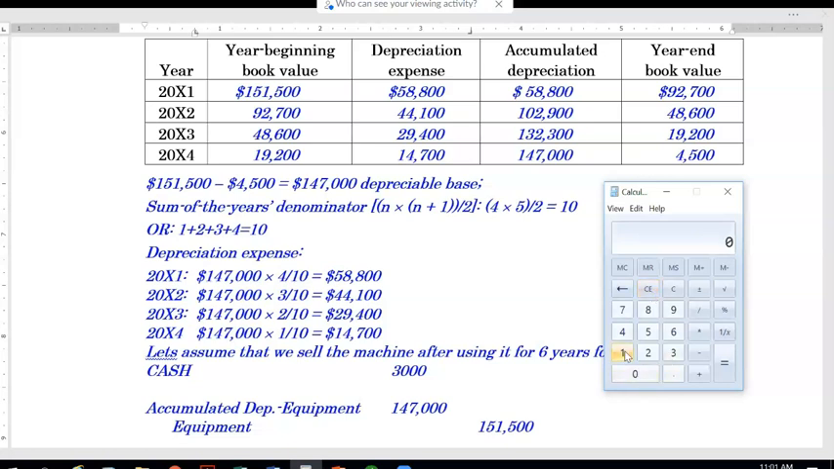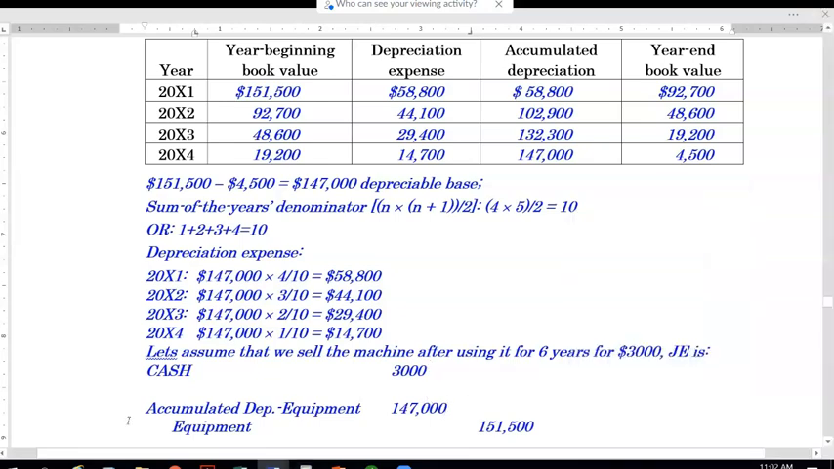Okay. So on the credit side, I have 151,500 original cost, which is good. On the debit side, I have minus 3,000, minus 147,000. Okay, that's $1,500 shortage on the debit side.